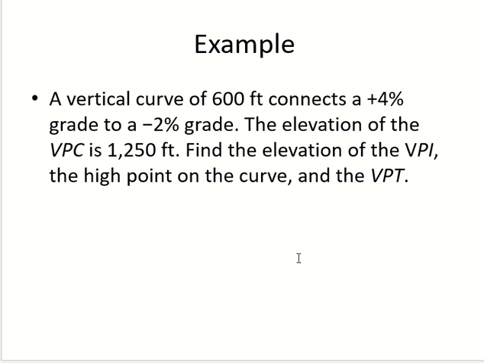Okay, let us look at this question. We have a vertical curve of 600 feet joining 4% to minus 2%. Elevation of VPC is given. Start point is given.